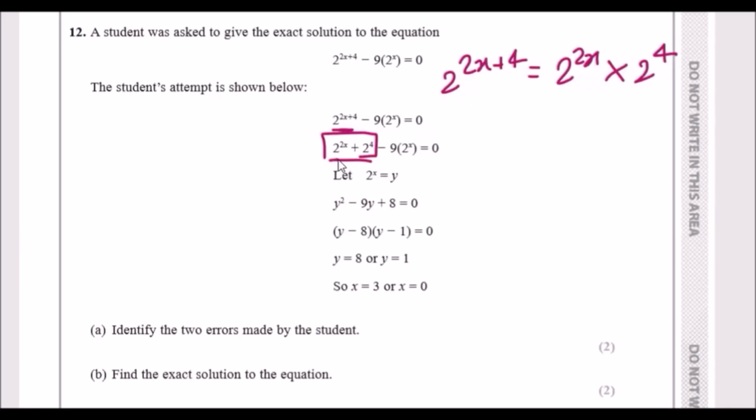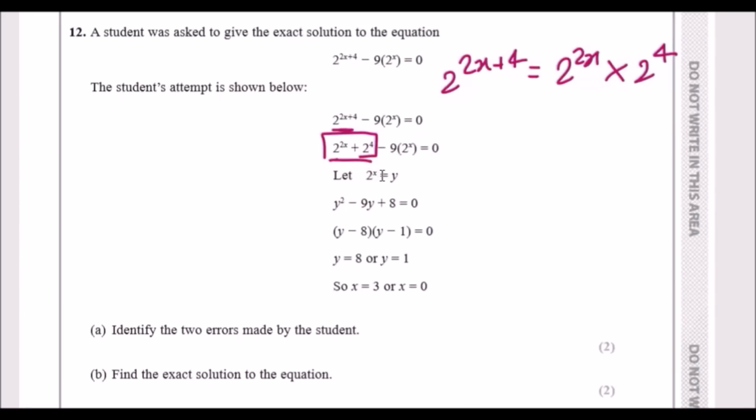So if you have 2 to the power something times 2 to the power something else, you may add the products. So that is the first error. So we have to state that down. This one should be this, which in turn will give you that. Second one. Now let's assume this is right.